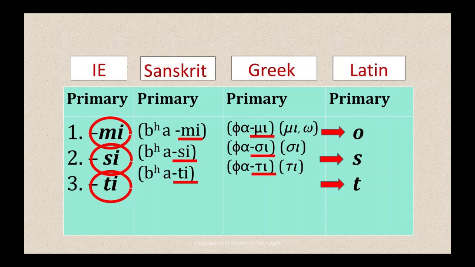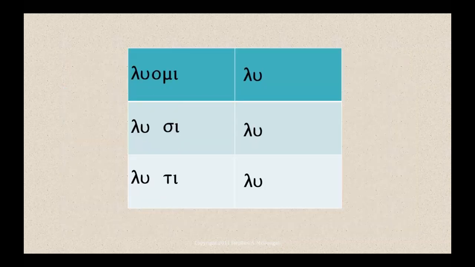So these are endings. The mi ends up dropping off, and the omicron lengthens to an omega. This is going back to our first lesson, our vowel chart: short forms, long forms, and so on. So we'll just keep going back to that.